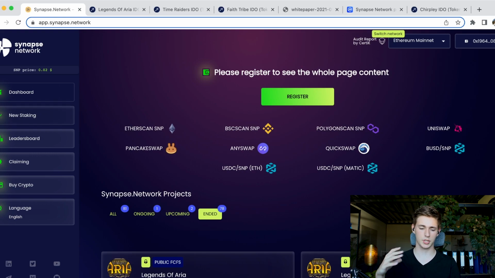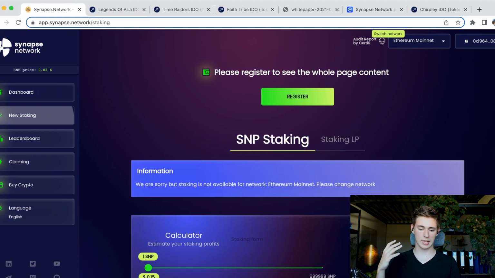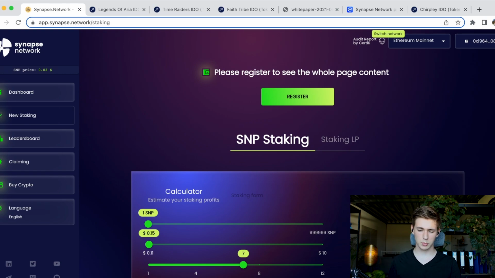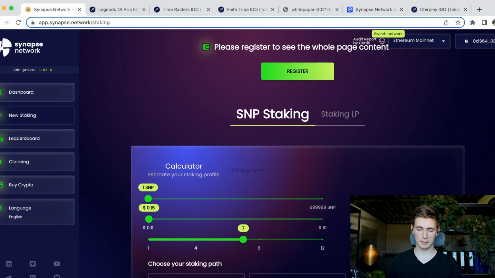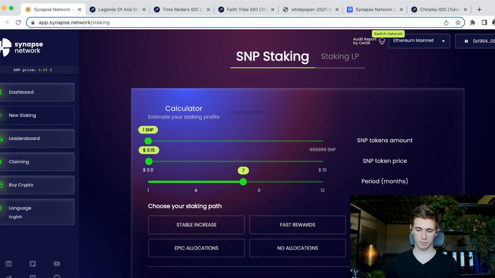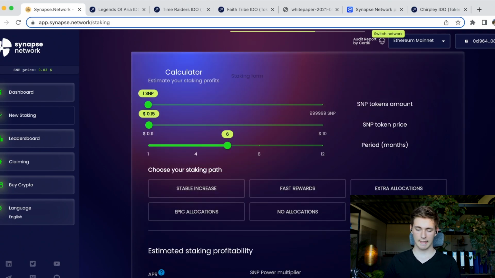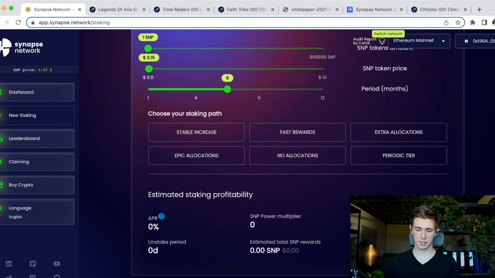Now over here on the dashboard, there's other things we can do, such as moving over to the new staking. Also, the dashboard is a bit laggy, unfortunately. So here we can stake LP and SNP staking. This is of course where you stake the amount of tokens that you want for your tier, so you can actually participate. You will also get staking rewards. It's very simple. Here you have a ledger. You can move around with the months, the amount of months you would like to lock up your tokens, the S&P token price, and the S&P token amount. And here you will then see your estimate staking profitability after you put everything down.